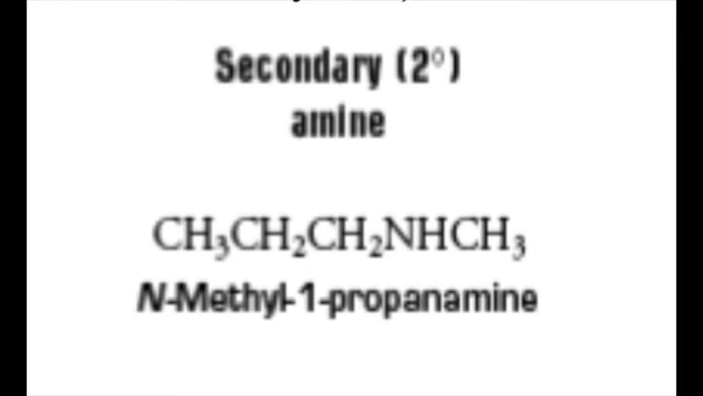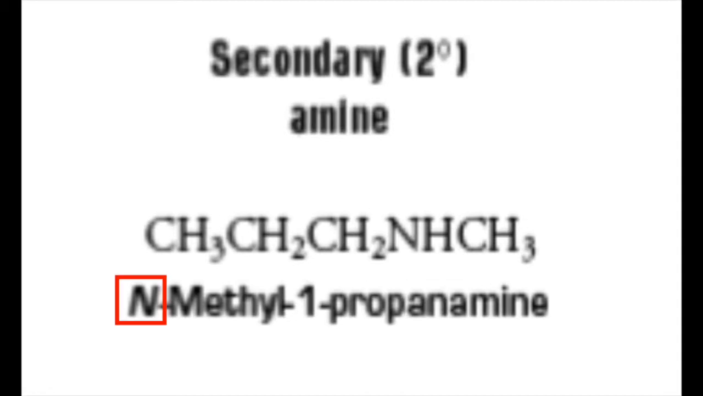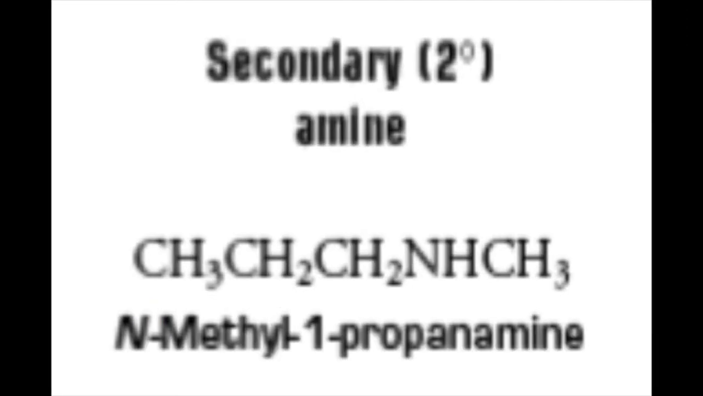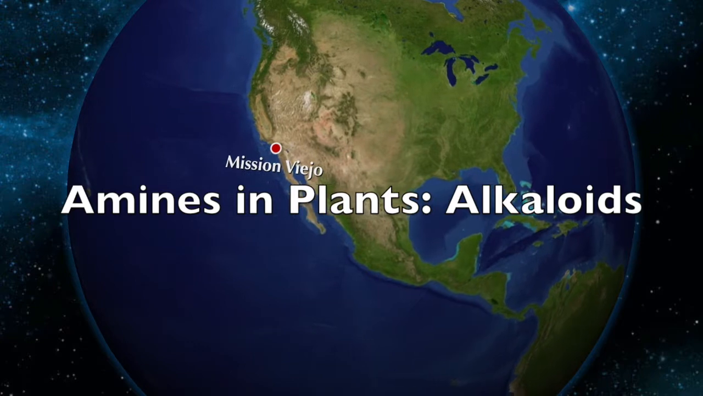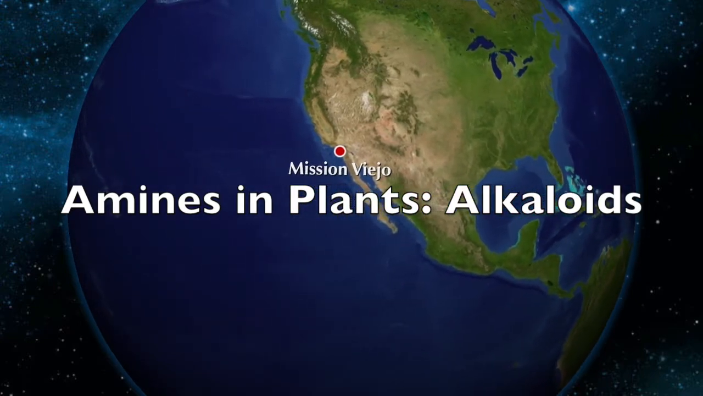For the secondary and tertiary amines, the non-parent chain R groups that are attached to the nitrogen are named as substituents. This example shows a secondary amine and the R group circled in red because it is attached to the nitrogen instead of the parent chain. You will write the letter N in front of the R group substituent name instead of the position number because we want to indicate that the R group is attached to the nitrogen and not the parent chain. So in this example, the R group is methyl, so we write in front of the amine name N-methyl-1-propanamine.